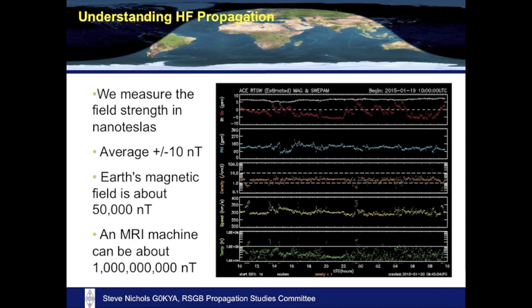Just to continue this theme, we measure the field strength of the interplanetary magnetic field in nanoteslas. That's 10 to the minus 9 teslas. To give you some idea, the Earth's magnetic field is about 50,000 nanoteslas, but the field strength of this interplanetary magnetic field is usually plus or minus 10 nanotesla, so it is quite weak really. And again, to give you some idea of how that compares, an MRI machine, the type of thing you'd find in a hospital, can be 1,000 million nanoteslas, so a phenomenal magnetic field in an MRI machine, quite strong magnetic field on the Earth, and a very weak magnetic field in a CME.